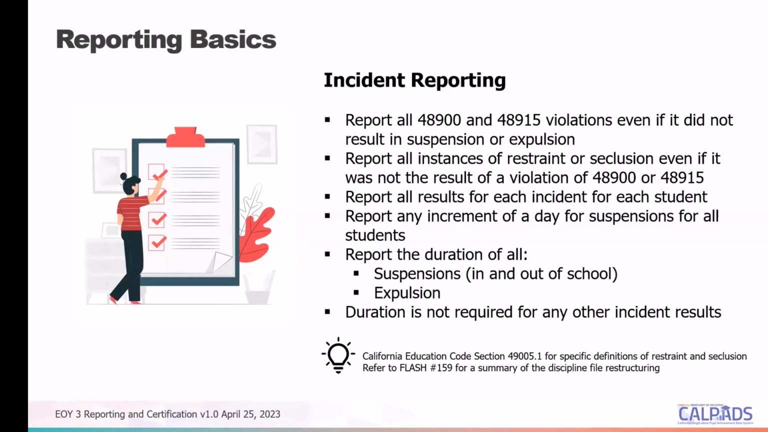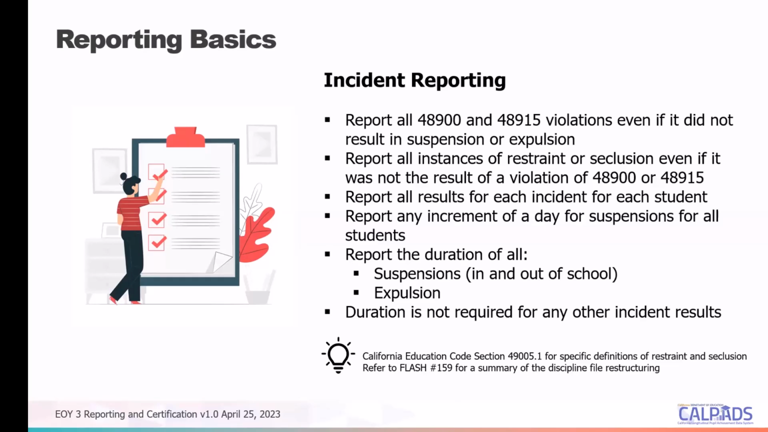So every incident should have an offense attached to it, unless it's an instance of restraint and seclusion. Those should be reported even if it was not a result of a violation of 48900 and 48915. So an example of this would be Matt is kind of like the new student at school, and he's missing his friends, and he's just crying uncontrollably, and that's disrupting Tyron and Marshall from doing their work, right? That removal could be an incident of seclusion, right?